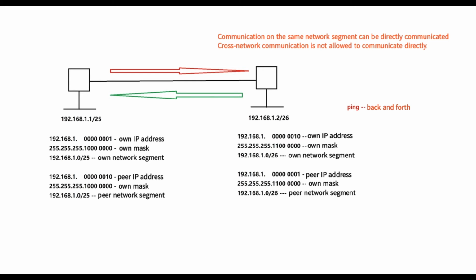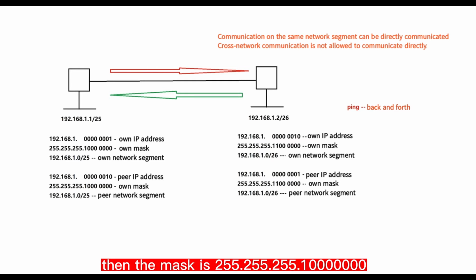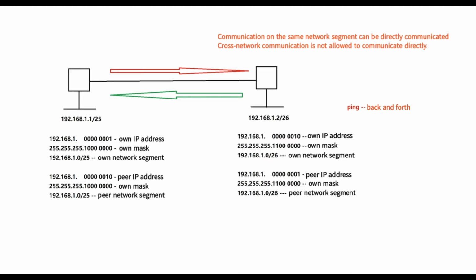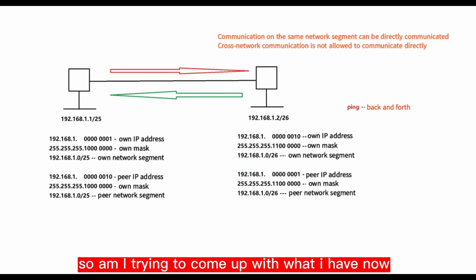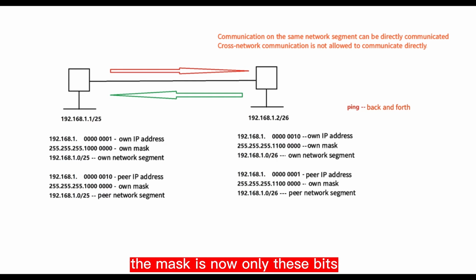For PC1, let's calculate. Its address is 192.168.1.00000001, and the mask is 25 bits. Then the mask is 255.255.255.10000000. Now to get the network address, the mask covers only these bits, and the corresponding part of the IP is the network number.